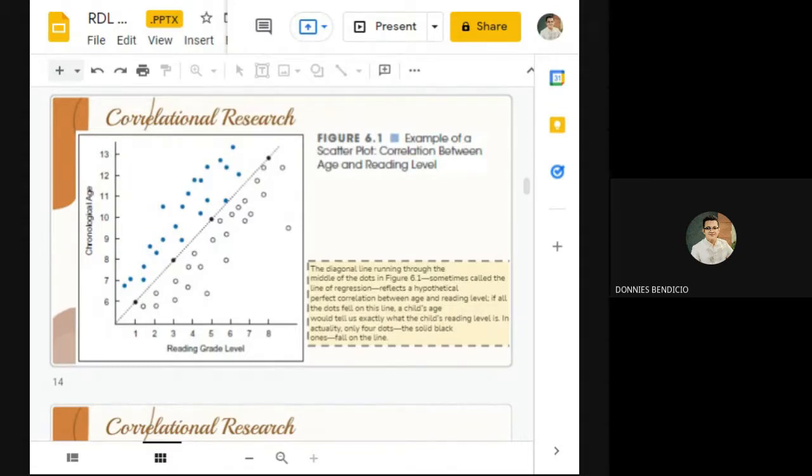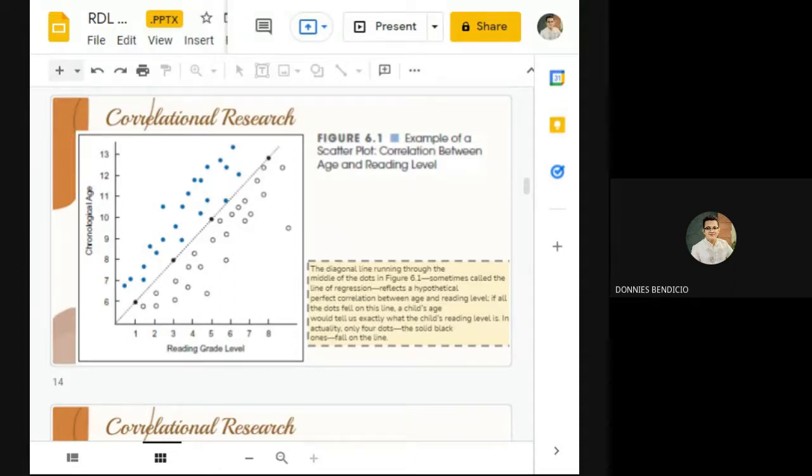Yan. Sa correlation between, halimbawa, yung age, may kinalaman ba yung pagtaas ng edad sa grade ng isang estudyante? Kung kayo, halimbawa, tatanungin ko, mas tumatalino ba ang tao kapag tumatanda siya? O kaya, mas nadadagdagan yung age niya? O kaya naman, mas nagiging maayos ba yung pagbabasa niya habang tumatanda siya? Kung kayo ang sasagot, ano ang response ninyo rito? Habang tumatanda ba, mas gumagaling magbasa o hindi?